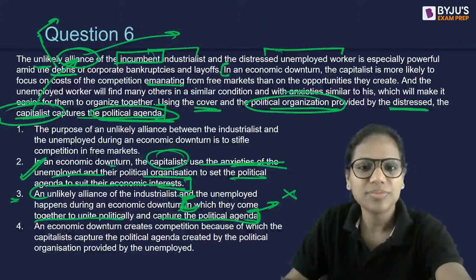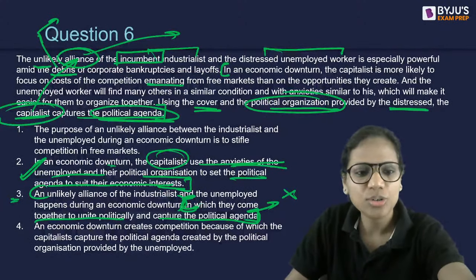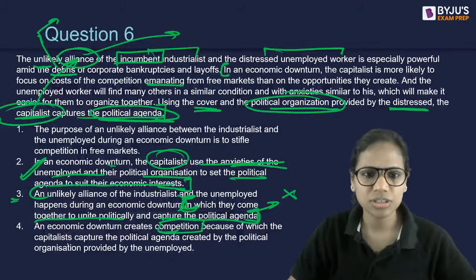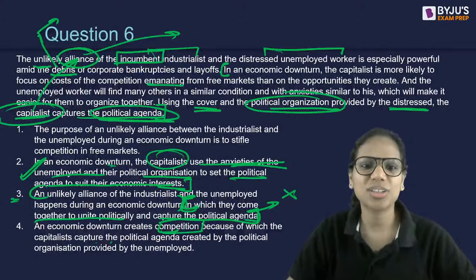Okay, so I hope this is clear to you. Why two is not the answer, though, why three is not the answer, those who mark three. I also got one or two fours. It creates competition because of which capitalists capture the political agenda created by the political organization provided by the unemployed. This is not the reason, and you can see.